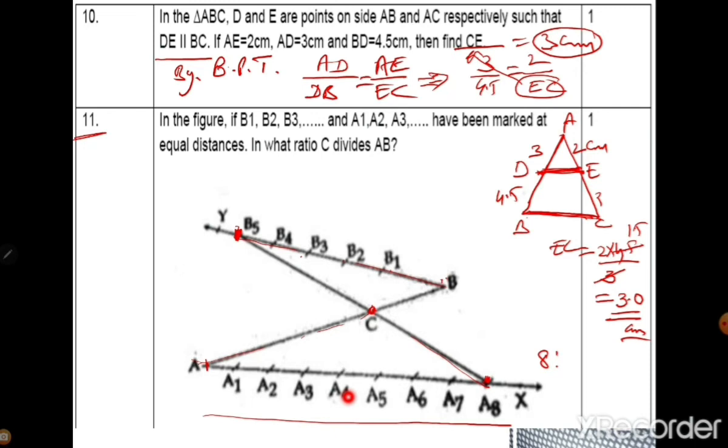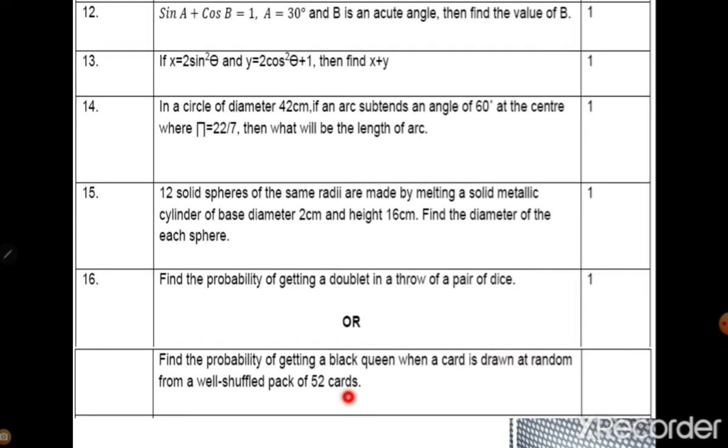So your answer will be 8 is to 5. Why am I taking 8 first? Because your bigger side will come first. So C divides AB in the ratio 8 is to 5. Got it? So now come to question number 12.